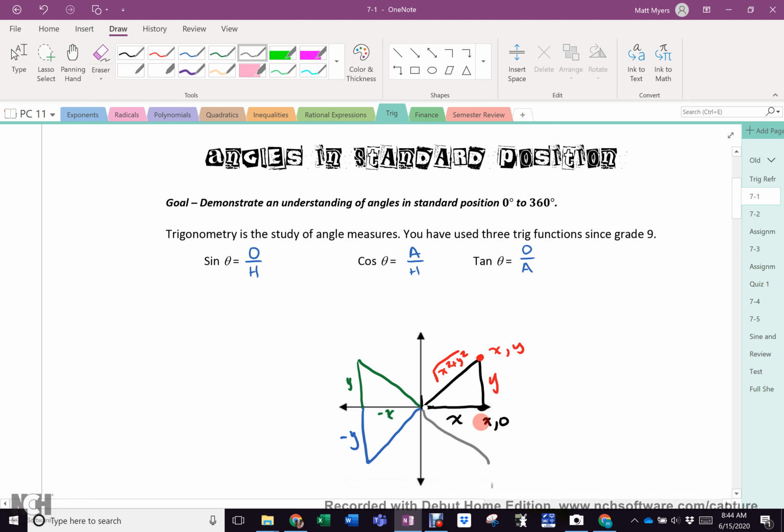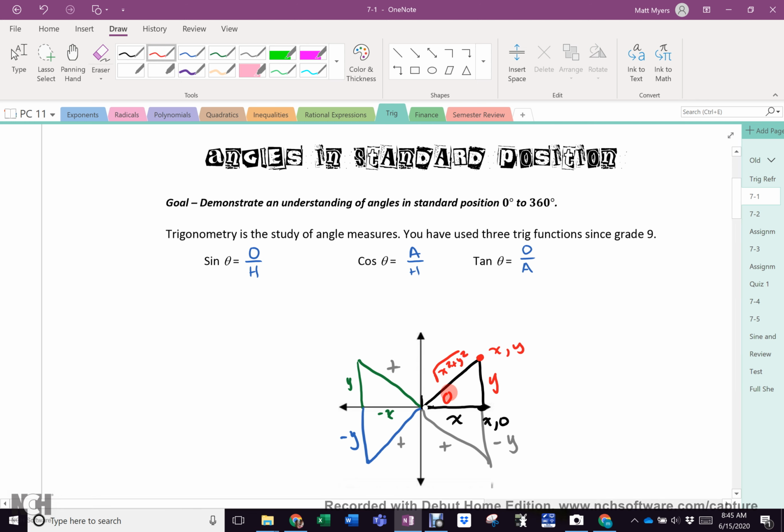And that is still x, but that is negative y, which gives us these 4 options. Now, of course, the hypotenuse is always going to be positive. Why? Because whenever you square a negative, you get a positive. So this gives us a new rule here, right?